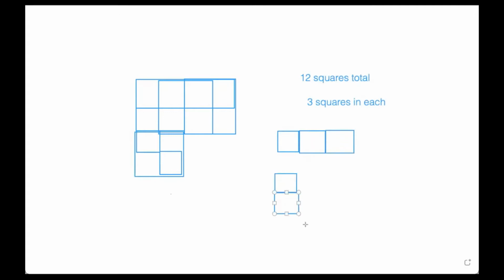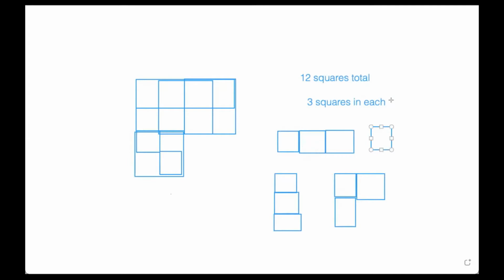So there are 12 squares total, and we have to split this into 4 parts, so there's 3 squares in each shape. So there's not a lot of different ways to make combinations of 3 squares, so let's first draw these out. We have the 1 by 3, we can have the 3 by 1, or we can have the L shape, which looks like this. I don't think there's any other way that we can have connected shapes.